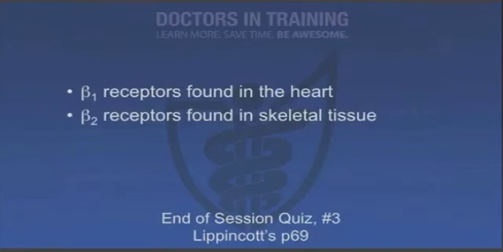Next question. Which receptor predominates in the heart and also in the skeletal tissue? So we've talked about this before. You really need to remember this. Beta-1 receptors are in the heart. You're not going to find a lot of other receptors in the heart, but there's a lot of beta-1. What are you going to find in skeletal tissue? Beta-2. So beta-1 heart, beta-2 skeletal tissue.